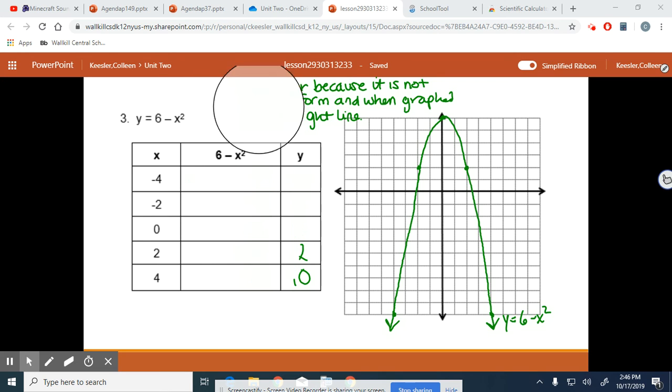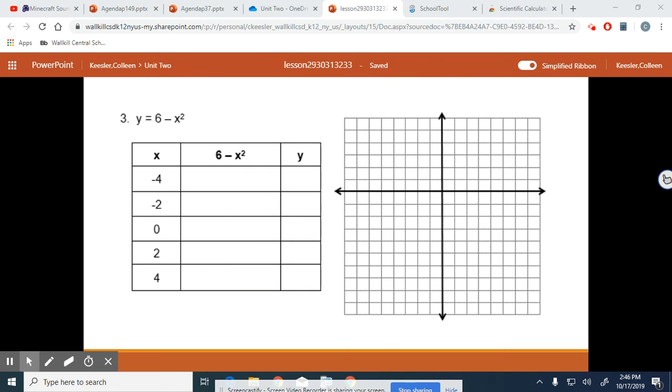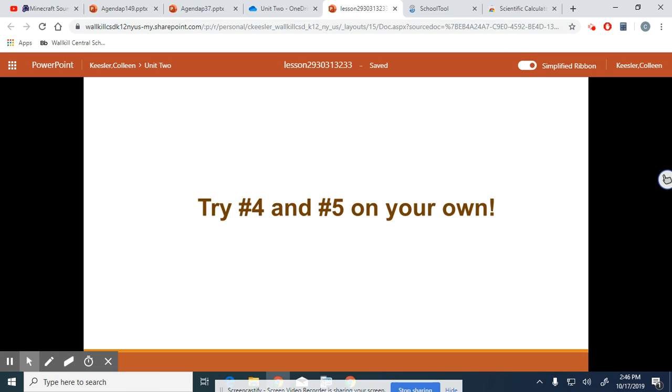All right, so you are now going to try a couple more graphs on your own. You can try 4 and 5 on your own now. Raise your hand so I can check them before you go on. Pause the video and then come back for the rest of the lesson.